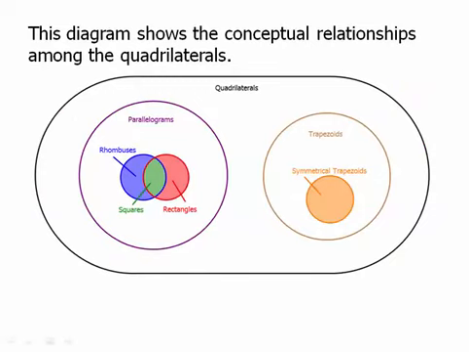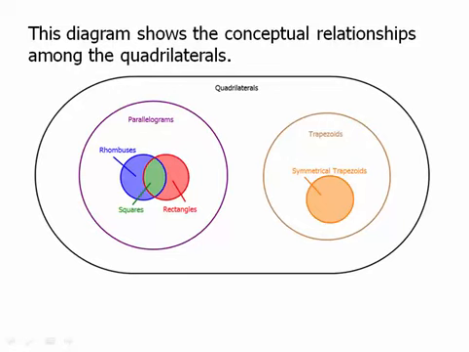This diagram shows the conceptual relationship among the quadrilaterals. So, first of all, there are many quadrilaterals that are neither parallelograms nor trapezoids. Those are just the irregular quadrilaterals that are outside the two big circles. Inside the parallelogram circle, everything in that circle has the big four parallelogram properties. And nothing outside the parallelogram circle can have any of those properties. Inside the parallelogram circle, we have rhombuses, rectangles, and then squares are the intersection of rhombuses and rectangles, because squares are both rectangles and rhombuses. And of course, they're parallelograms also.